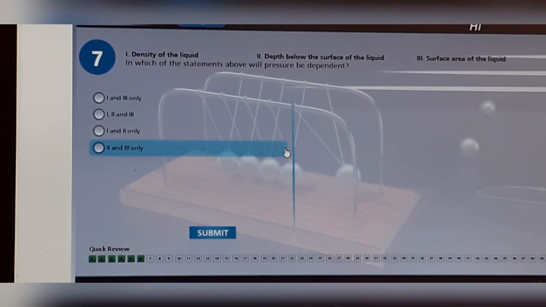Density of the liquid, depth below the surface of the liquid, surface area of the liquid. In which of the statements above will pressure be dependent?